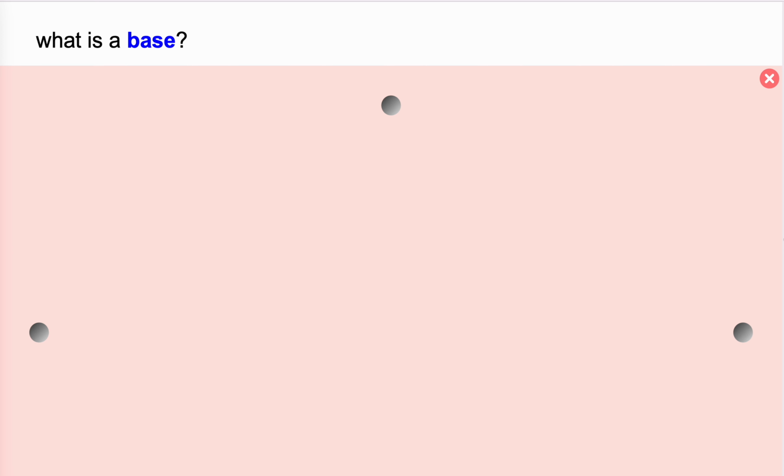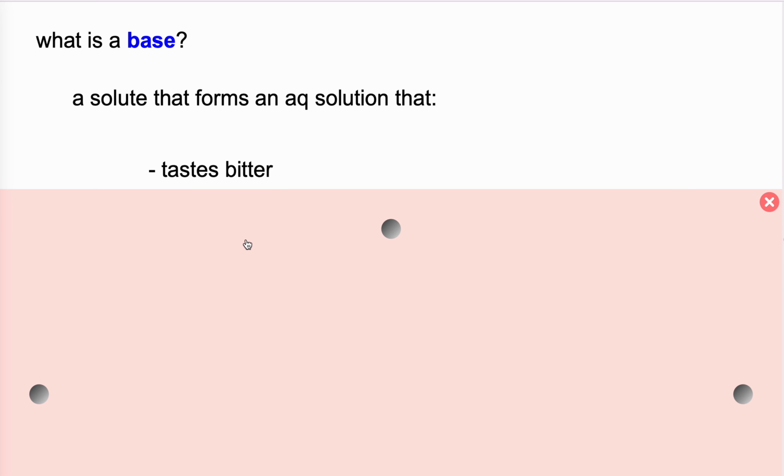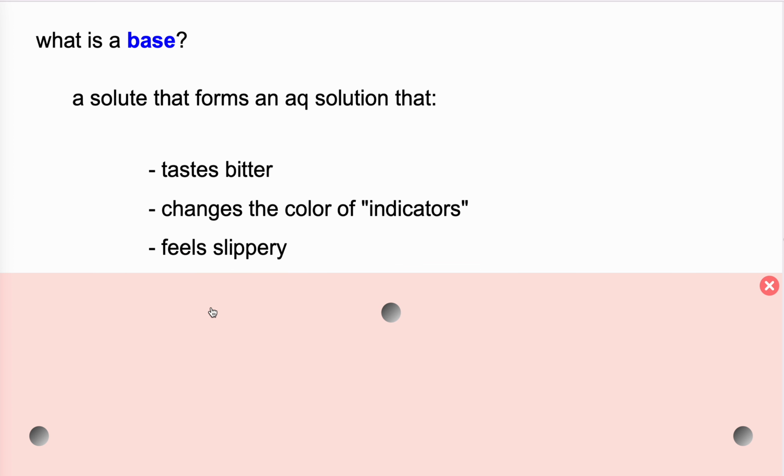Now let's move on to bases. What is a base? A base is also a solute that forms an aqueous solution, and here are some properties of bases. They taste bitter, that is, if it is safe to taste, of course. Bases also change the color of indicators, just like acids do. If it's safe to touch, a base normally feels slippery between your fingers, and I'll explain in class exactly why that is.